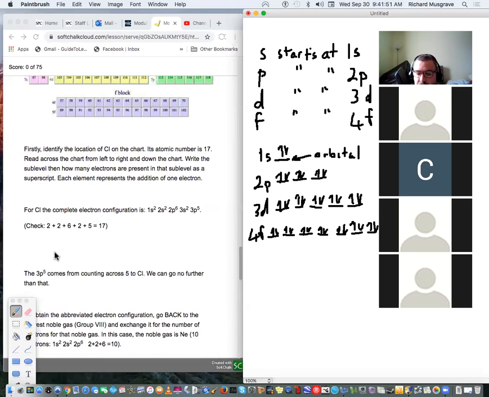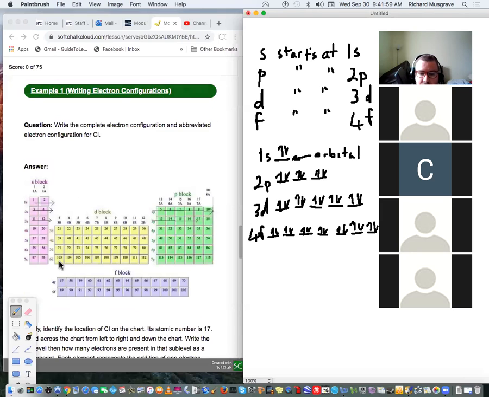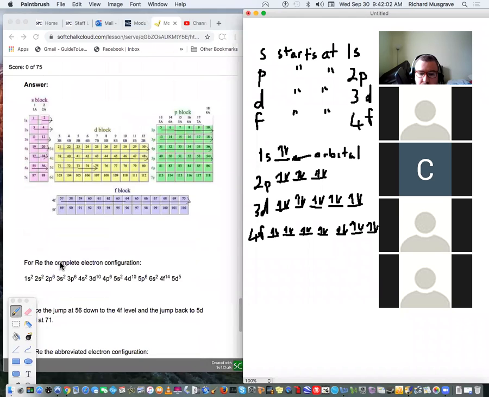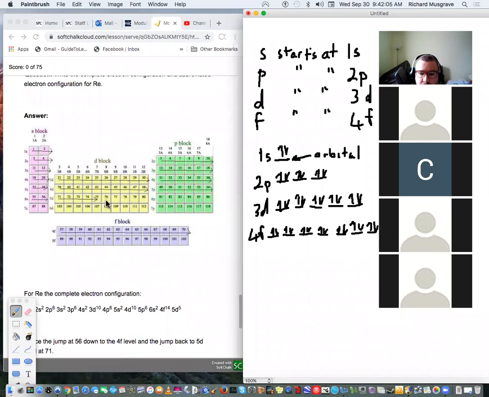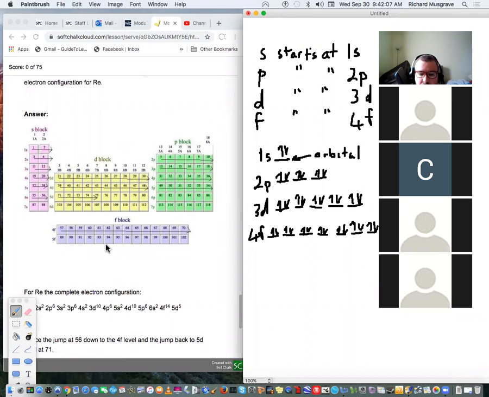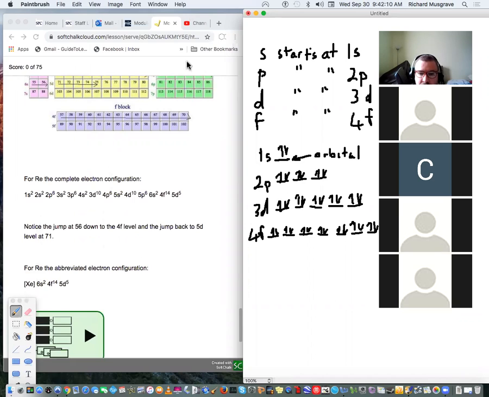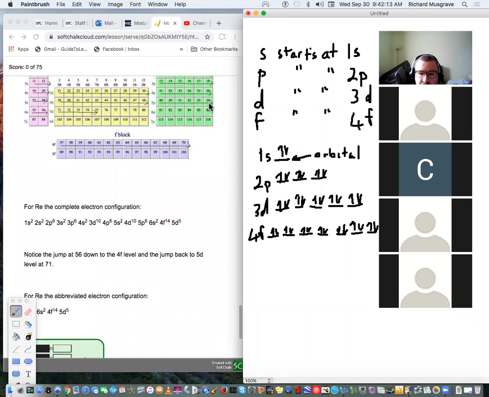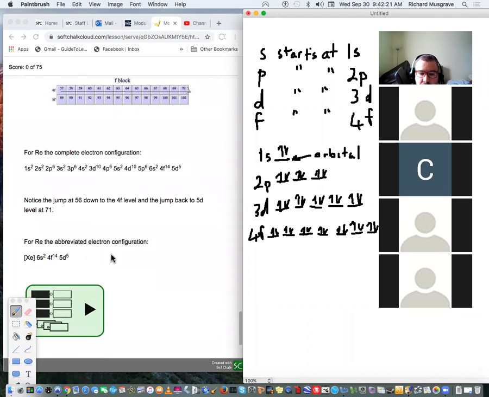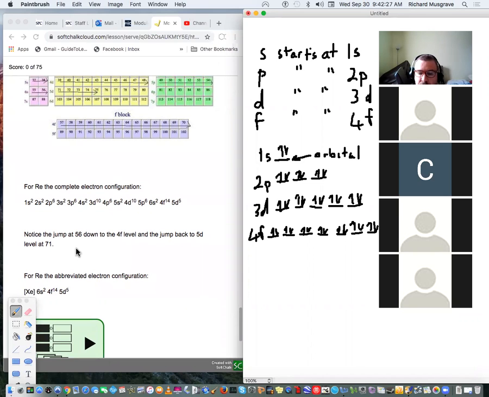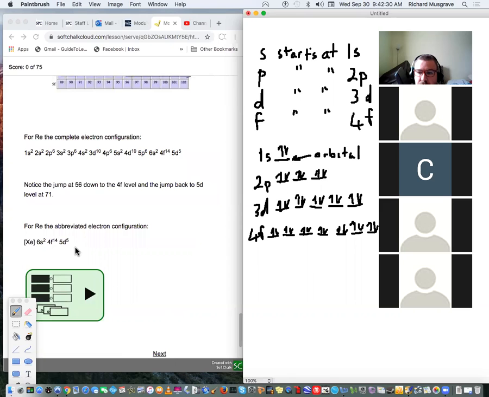So that's what you'd be expected to do on the test. I'll give you an element and you can write out the full electron configuration. The abbreviated electron configuration for this one, going down here, again, we go back to the nearest noble gas, which would be 54, which happens to be Xe, I believe. Yes, Xe. So Xe would be up to 54, and then 6s2, then down here to 4f14, and then 5d5. So that's what the electron configuration would look like in the abbreviated form for Re. All right, any questions?